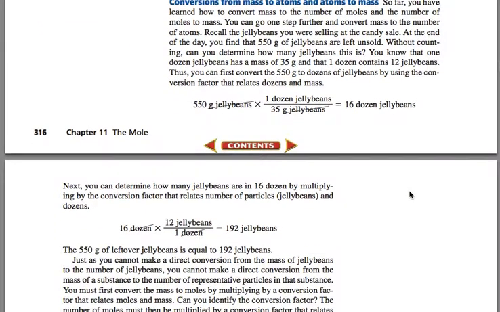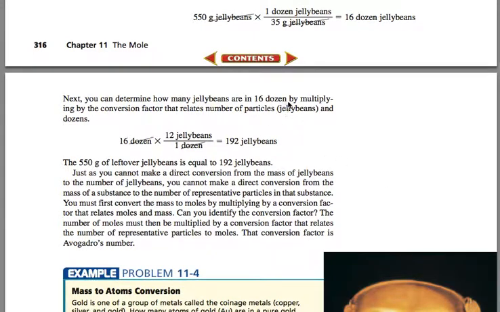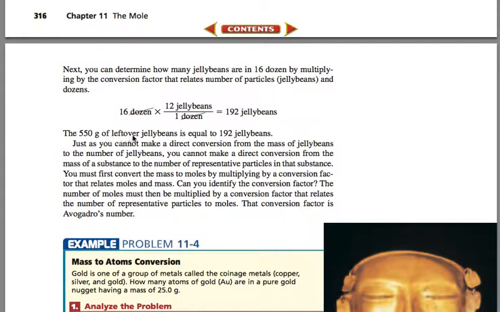But we can also determine how many jelly beans are in 16 dozen by multiplying by the conversion factor that relates the number of particles, or jelly beans, and dozens. So now we know there are 12 jelly beans per dozen, right? Not 1 dozen per 16 jelly beans, because then it wouldn't cancel. I'm sorry, 1 dozen per 12 jelly beans. It wouldn't cancel. The dozens need to cancel. So 16 times 12 is 192 jelly beans. So the 550 grams of leftover jelly beans is equal to 192 jelly beans.